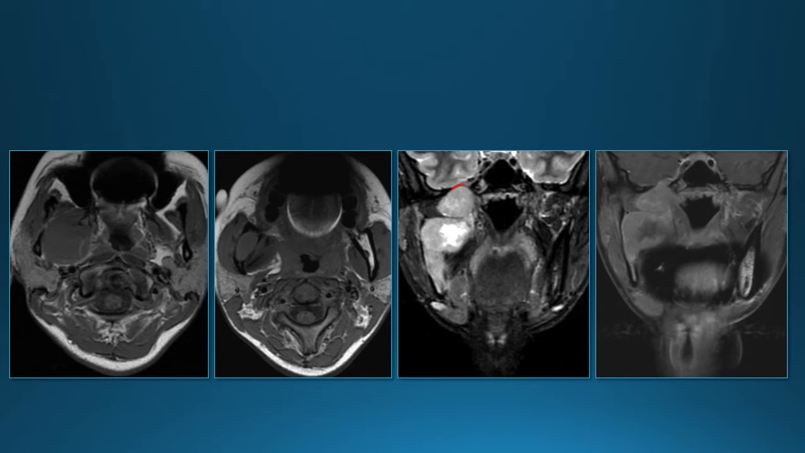We see the mass extending from the foramen ovale all the way down through the masticator space into the mandible, into the canal for the inferior alveolar nerve, which is very enlarged. This is the canal of the inferior alveolar nerve on the opposite side. So what we're dealing with here is a schwannoma. This is a schwannoma of the V3.